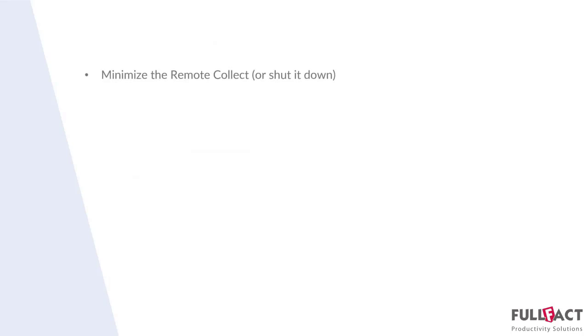Minimize the Remote Collect or shut it down. Go to services on your local PC and restart your DCS service. This is the same as if you restore the DCS data as a backup. You have to restart the DCS service. Every time you do some action related to your DCS, you have to restart your DCS service.